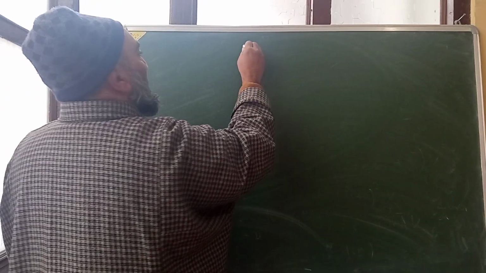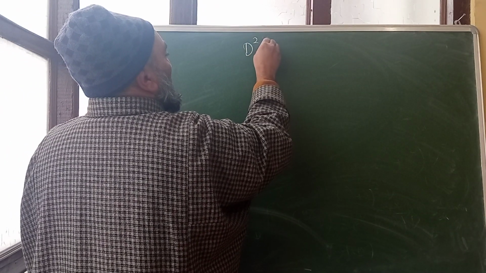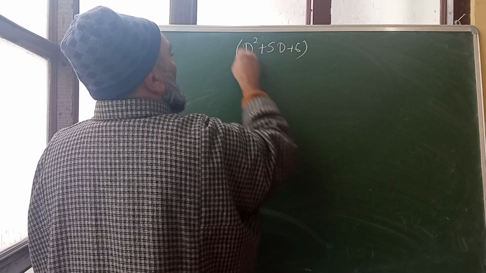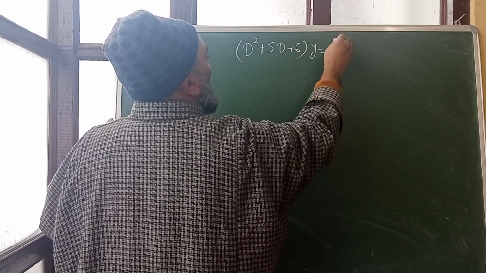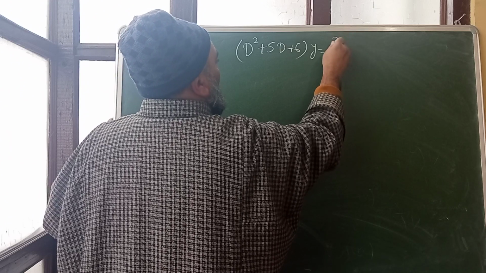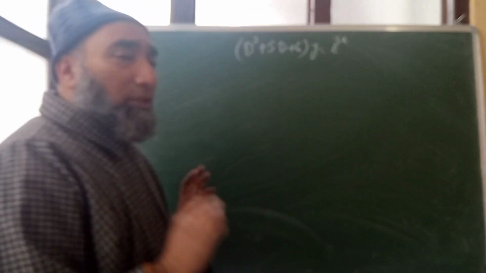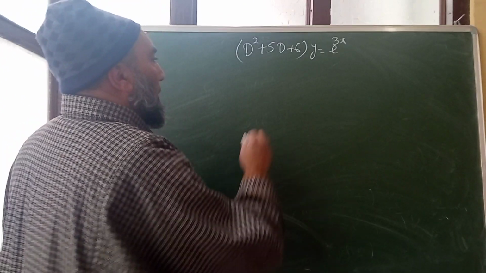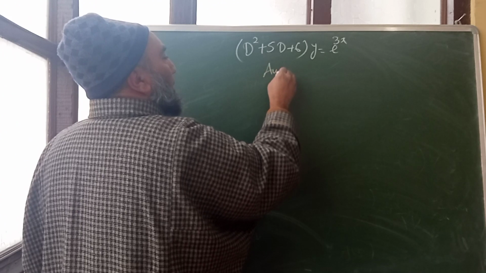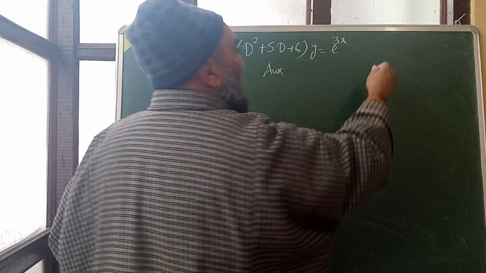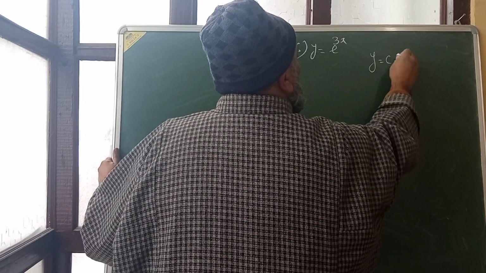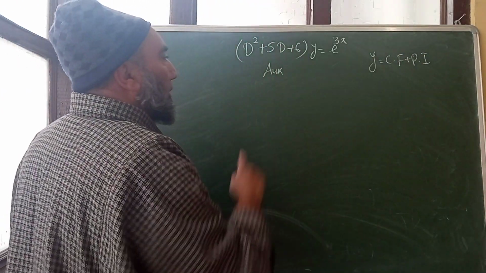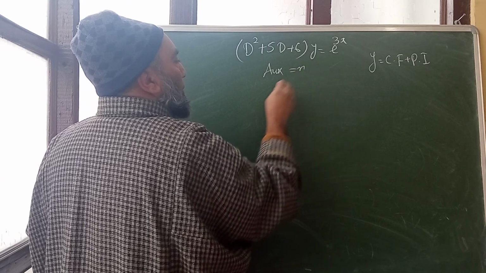Question number 1: D square plus 5D plus 6 operating on y equals e raised to the power 3x. See, the right hand side is a function of x and it is the first form, case 1, e to the power ax. I have to find the general solution. The general solution comprises the complementary function and the particular integral. You know how to find the complementary function. For that you have to find the auxiliary equation. What is the auxiliary equation?